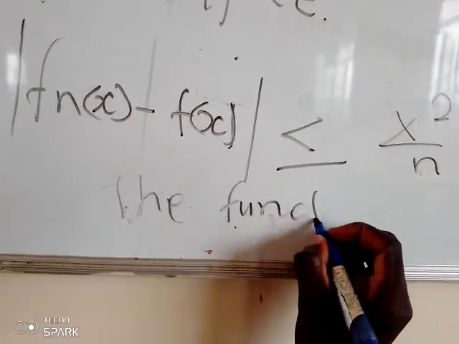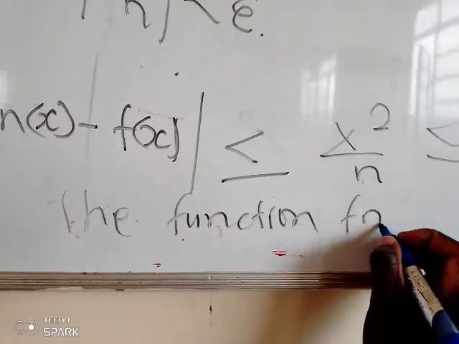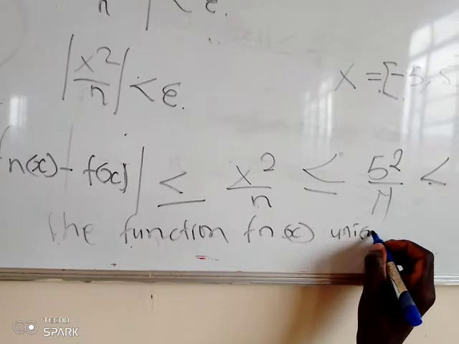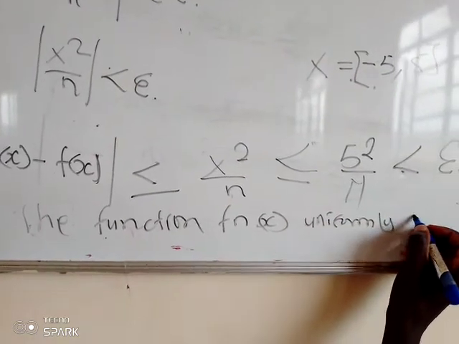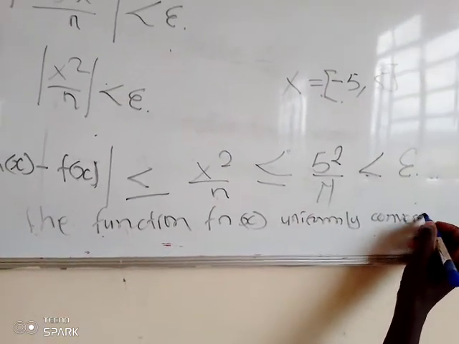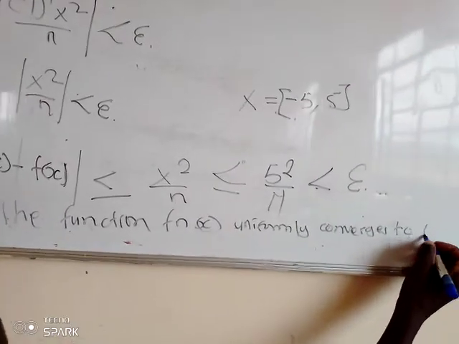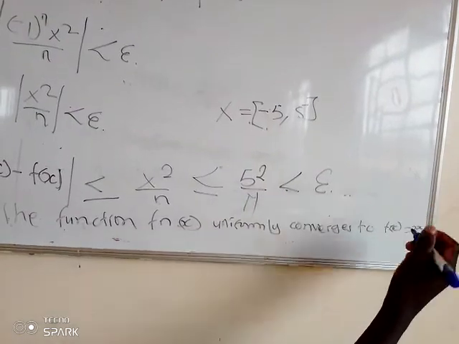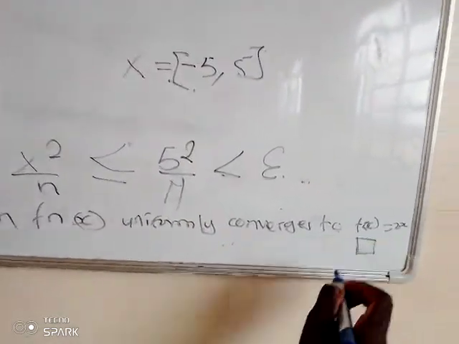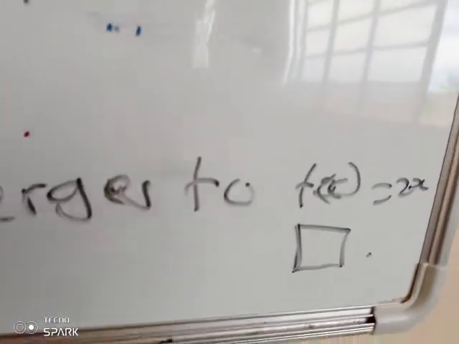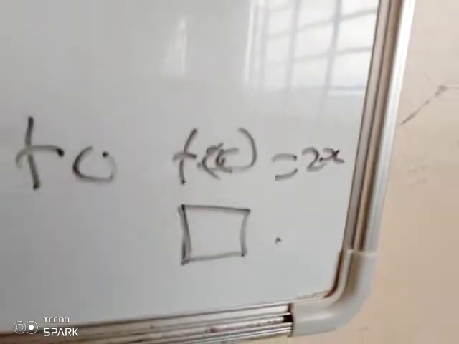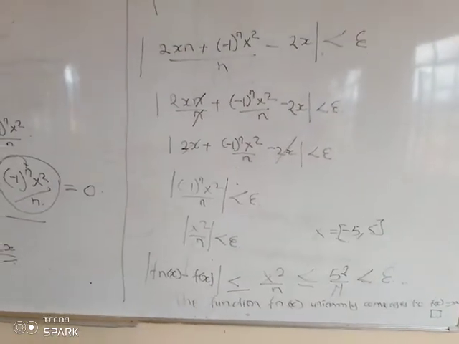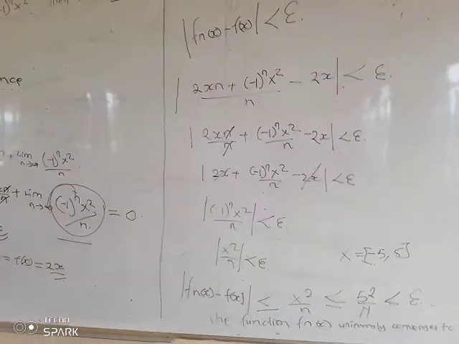So we can conclude this by saying the function f_n of x uniformly converges to f of x, which is 2x. That is our end of proof. And that marks the end of testing for uniform convergence of a function.